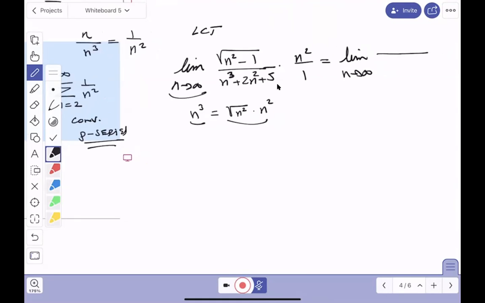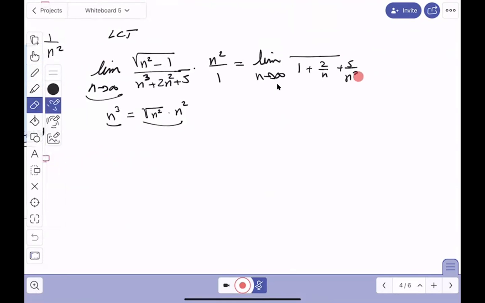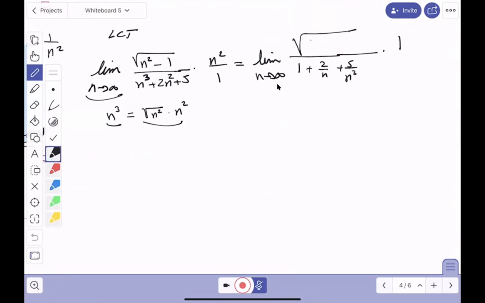And the bottom's really easy, right? What do you get? 1, I'm dividing n cubed in the bottom, plus 2 over n plus 5 over n cubed. That doesn't look like a cube, does it? Let me clean that up a little bit. I'm dividing the top by n squared, root n squared, so I would get times 1, and this root would look like this now, 1 minus 1 over n squared.